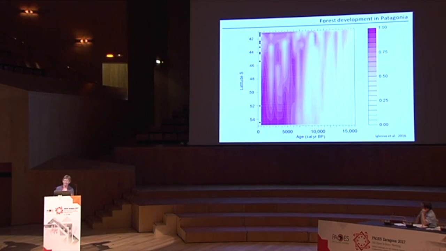And so where it's very pink, you have a lot of trees. It tells you it's a closed forest. And you can look at this record then with latitude on the y-axis and time on the x-axis and look at the development of forest.